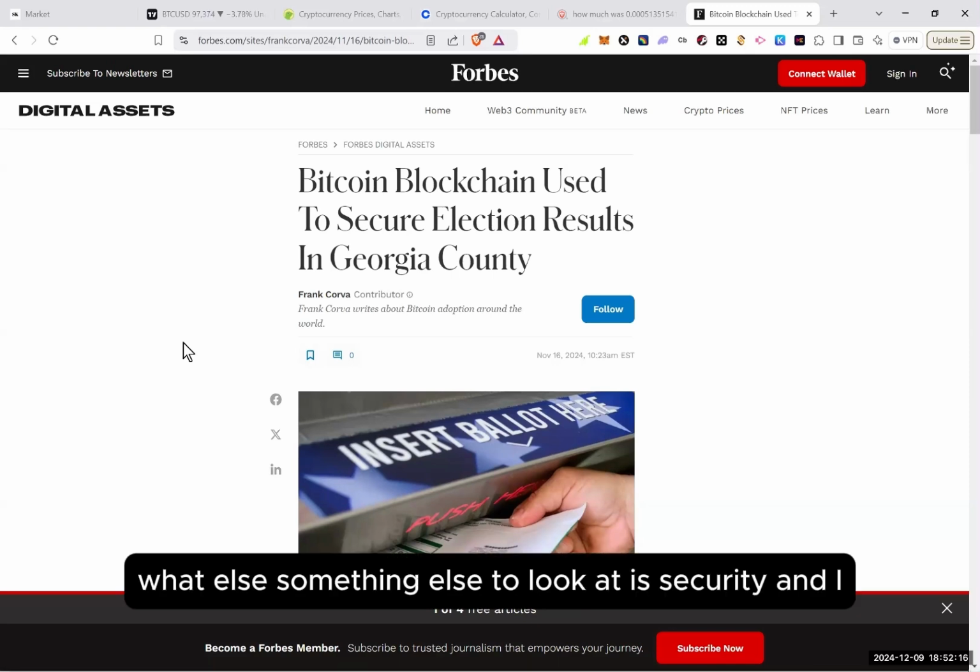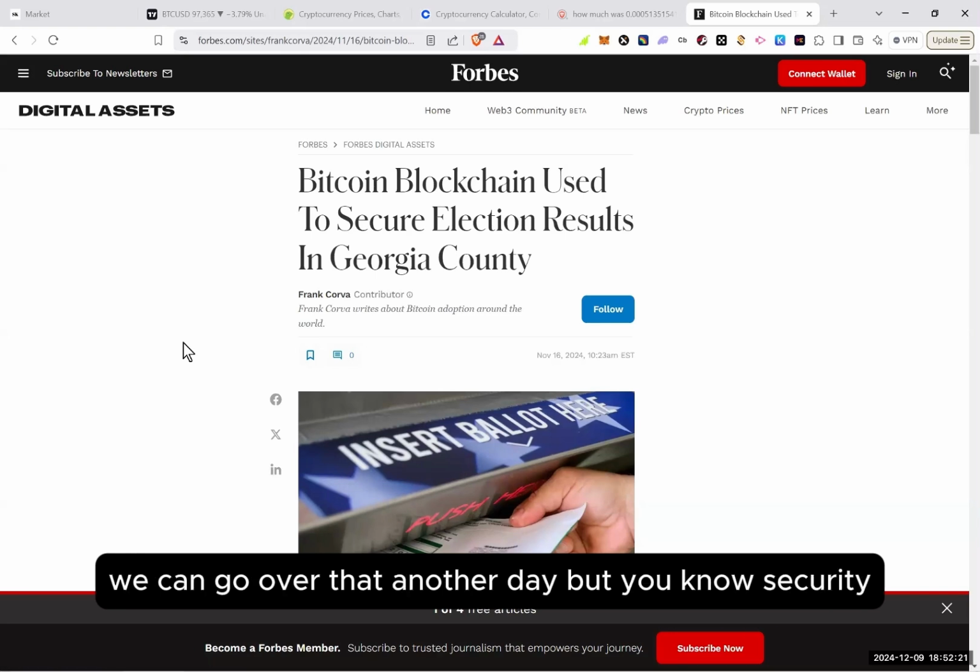What else? Something else to look at is security. And I don't expect y'all to just know that off top. We can go over that another day, but security.